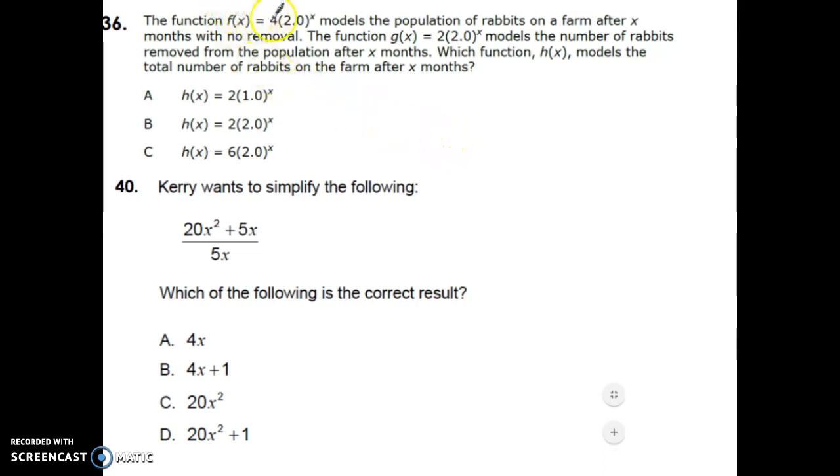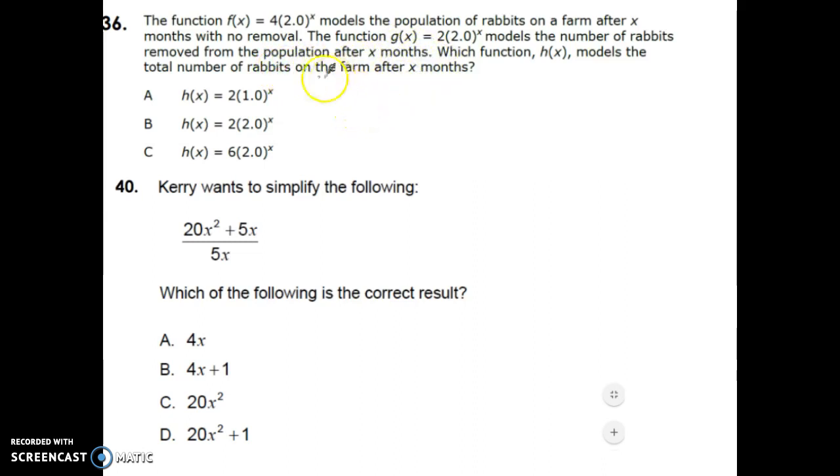Okay, the function f of x is equal to 4 times 2 to the x power models the population of rabbits on a farm after x months with no removal. The function g of x equals 2 times 2 to the x power models the number of rabbits removed from the population after x months. Which function h of x models the number of rabbits on the farm after x months?